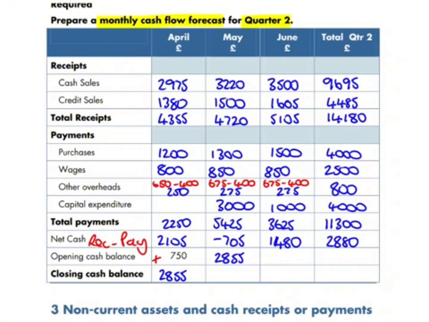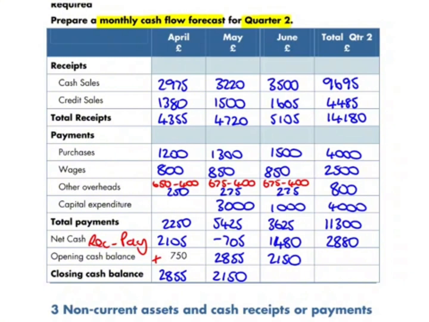The net cash movement in May was negative £705. So if we take our opening cash balance of positive £2,855 and we subtract off the net cash outflow of £705, we end up with a closing cash balance at the end of May of £2,150, which once again translates into the opening cash balance in June.